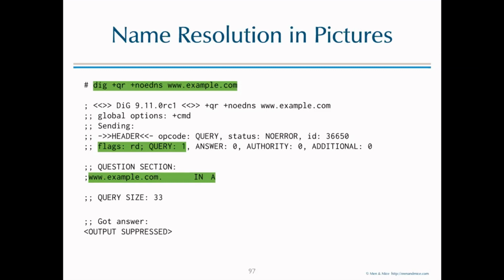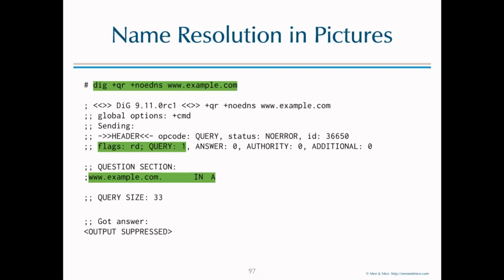So we want to see the query itself. The next option here is plus no EDNS. What is that? EDNS is extended DNS. Since 1999, we have a way of making DNS have extra features, covered heavily in the course. For the moment, I'm trying to avoid those features so we don't see things in this simple output right here, such as cookies.